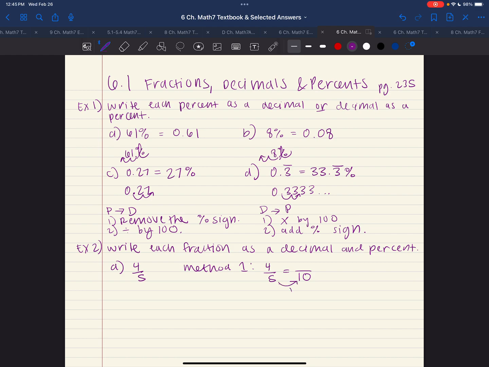So 5 times 2 is 10. So 4 times 2 is 8. So we have 8/10. So you can easily write this as a decimal. And we can also write this as a percent though. When we multiply 8/10 by 100, that means the decimal moves twice to the right, and we're left with 80%. So our two answers are 8/10 and 80%.